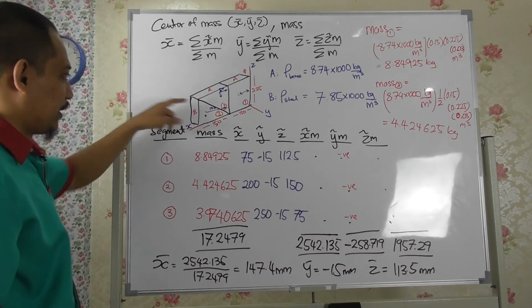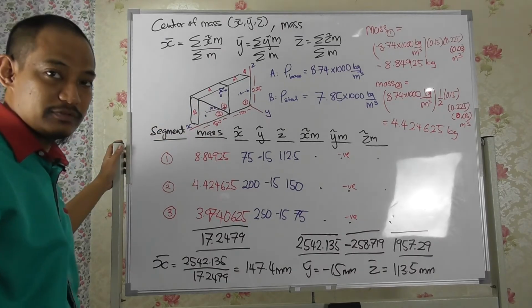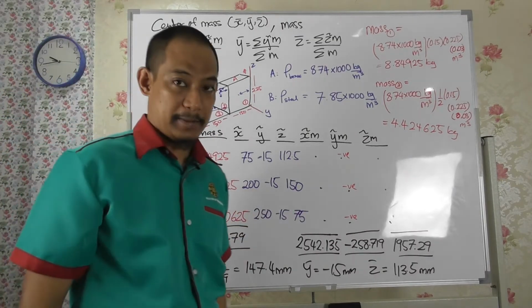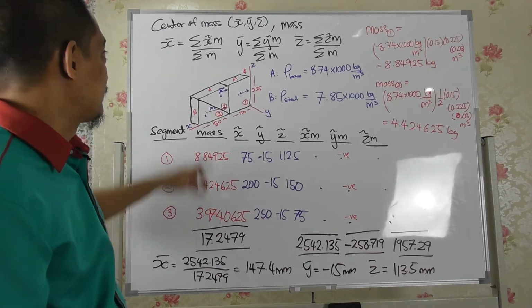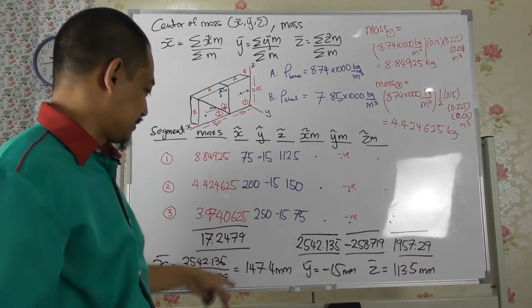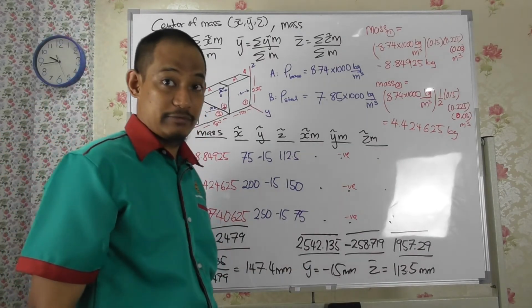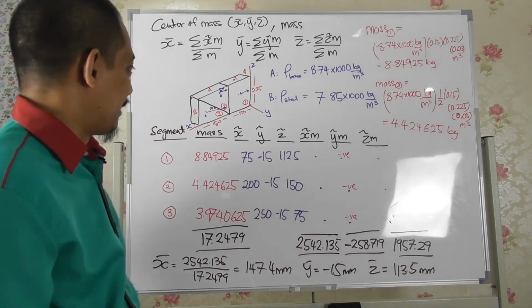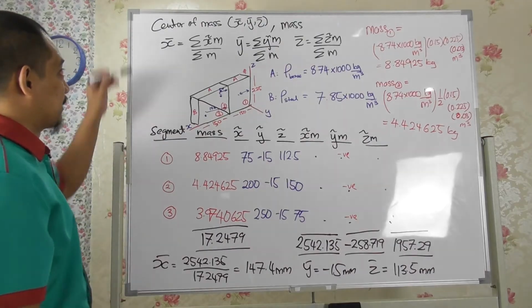So this one is a bit above, this one is a bit below, so it should push it above a bit. So it's logical there, right? So the coordinate X bar, Y bar, Z bar is 147.4, negative 15, and 113.5, right? So you can write it somewhere. I'm out of space there, right? So that is the center of mass.